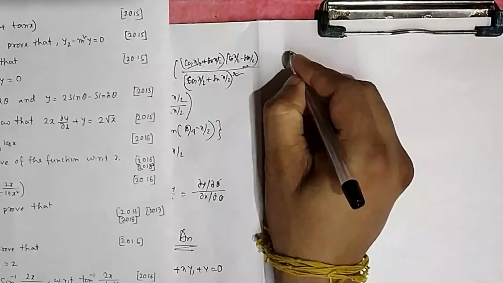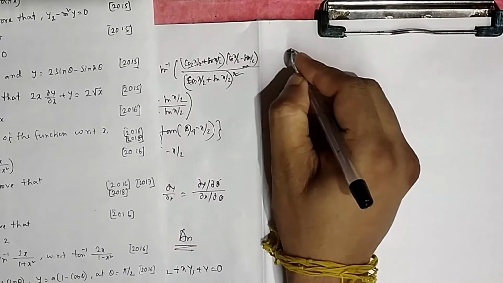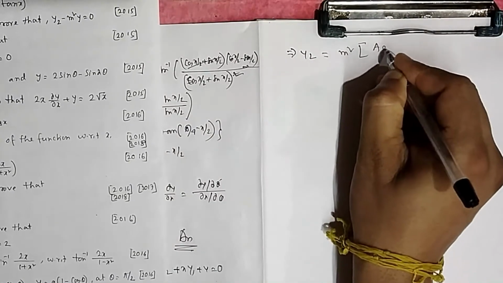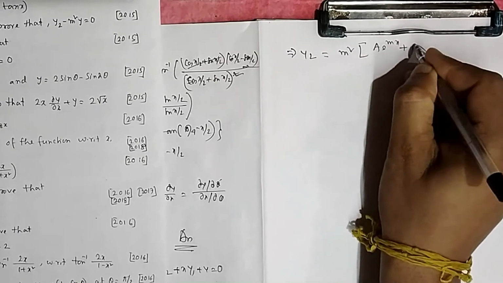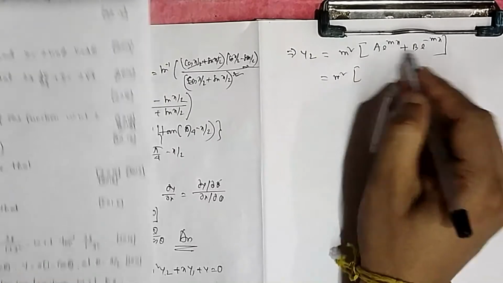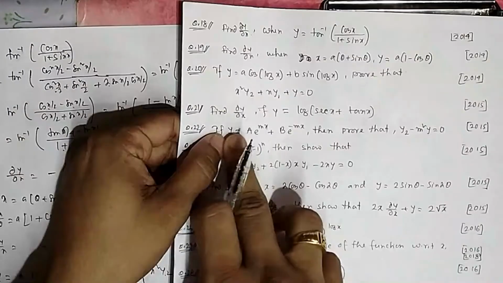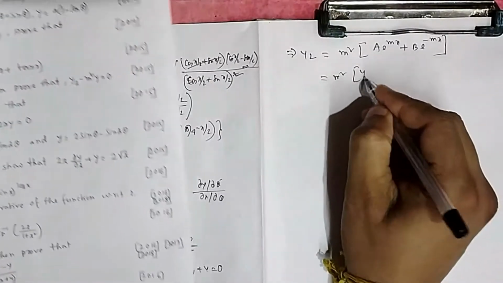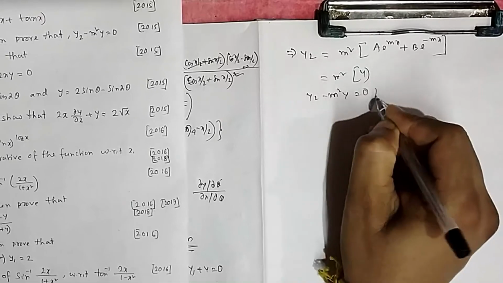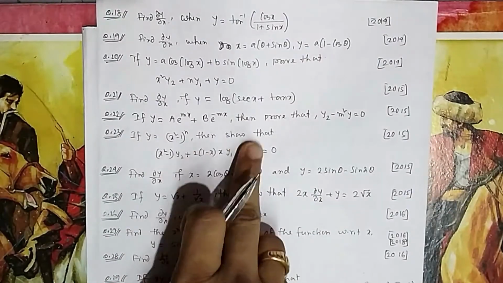So finally what you will get, your y2 is equal to m square, if you take common, then it is a e to the power mx plus b e to the power minus mx, which is your original function. This is the original function that they have given, this is its y, so you can write it y. So it is y2 minus m square y is equal to 0, so proved. In 23, if y is equal to this, then show that this.